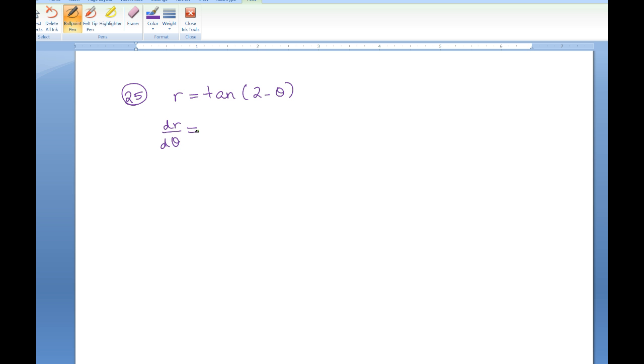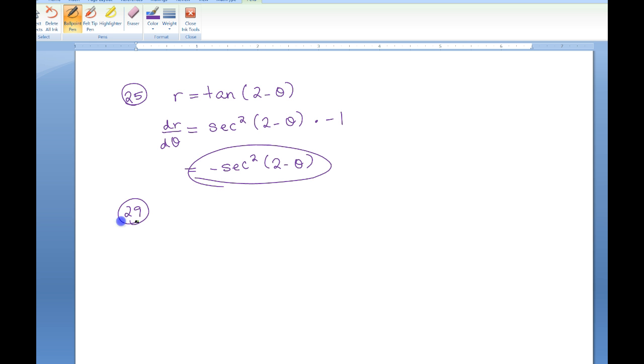What's the derivative of the outside? Secant squared. Keep the inside the same, times the derivative of the inside, which is negative 1. That's what he said.